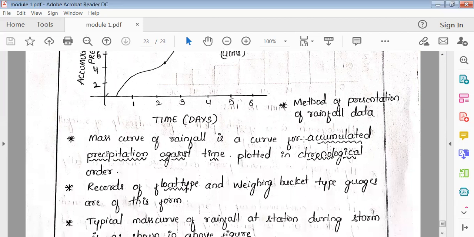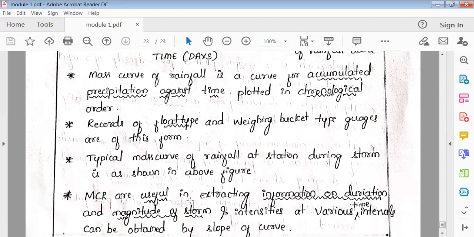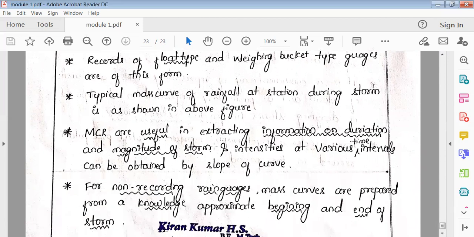So this mass curve is for accumulated precipitation against time, plotted in chronological order, and recording type gauges are used here. We already studied this, that is, float type or siphon type recording stations are used. You can see the mass curve shown in the figure, and this is used in extracting information on the duration and magnitude of a storm. So it basically gives us the duration of the storm and the magnitude of the storm.